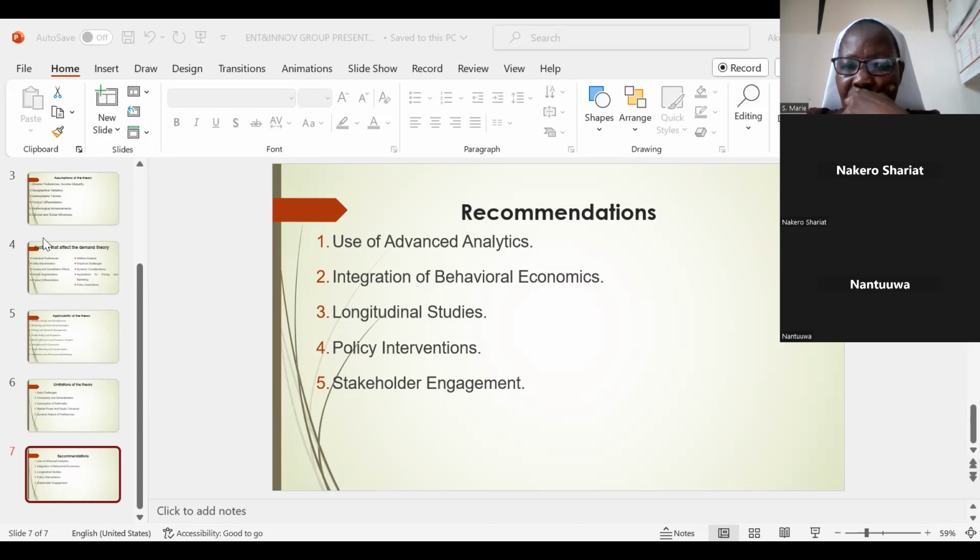Design policy interventions that promote competition, consumer empowerment, and transparency in markets characterized by heterogeneous demand. Measures such as antitrust enforcement, consumer education initiatives, and regulatory oversight can help mitigate market distortions and protect vulnerable consumers. Then we have stakeholder engagement. Foster collaboration and knowledge sharing among economists, policymakers, industry stakeholders, and consumer advocacy groups.